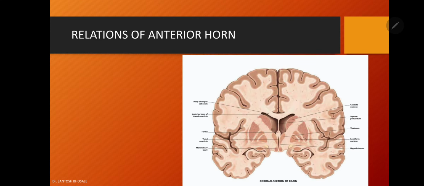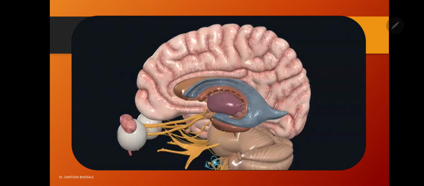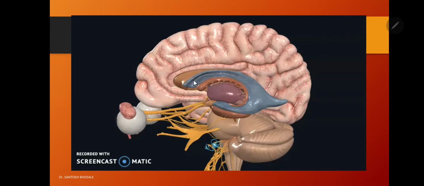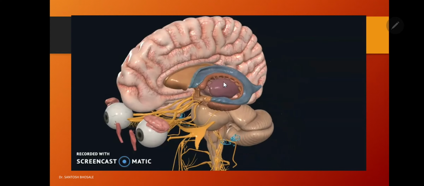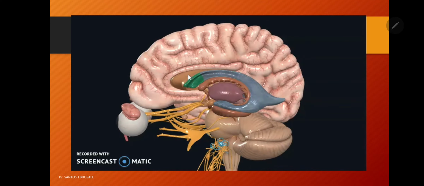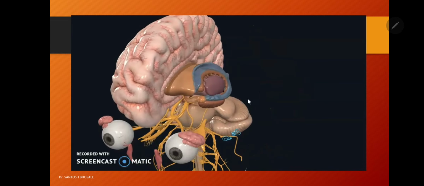And you can see, I told you it is roughly triangular. The medial wall is formed by the septum pellucidum, as you can see here. Coming to the anterior horn, you can see the corpus callosum there, that is the corpus callosum. And here in the floor, on the lateral side, you have the caudate nucleus, the head of the caudate nucleus.